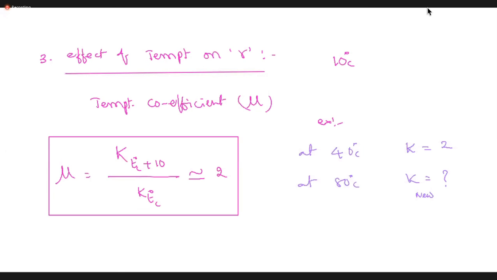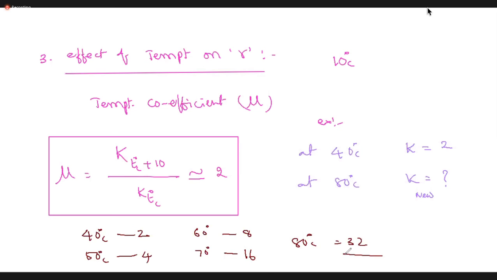8. At 80 degrees centigrade, 16. 16 is the right answer? See how to do it. At 40 degrees centigrade, it is 2. When I increase 10 degrees, it will become 4. At 60 degrees, it will be 8. At 70 degrees, it will be 16. At 80 degrees, it will be 32.